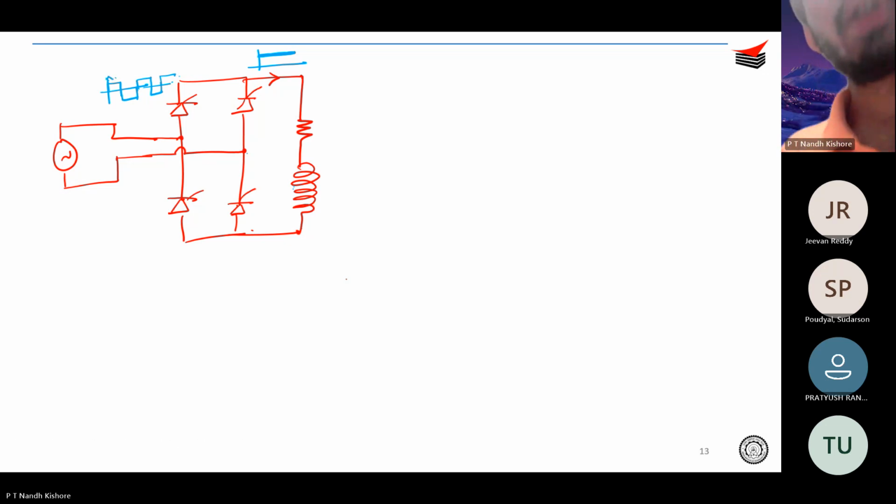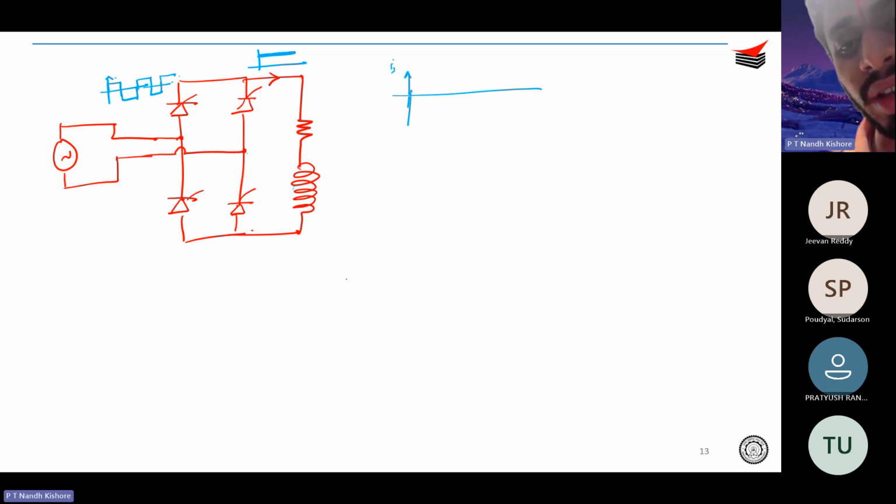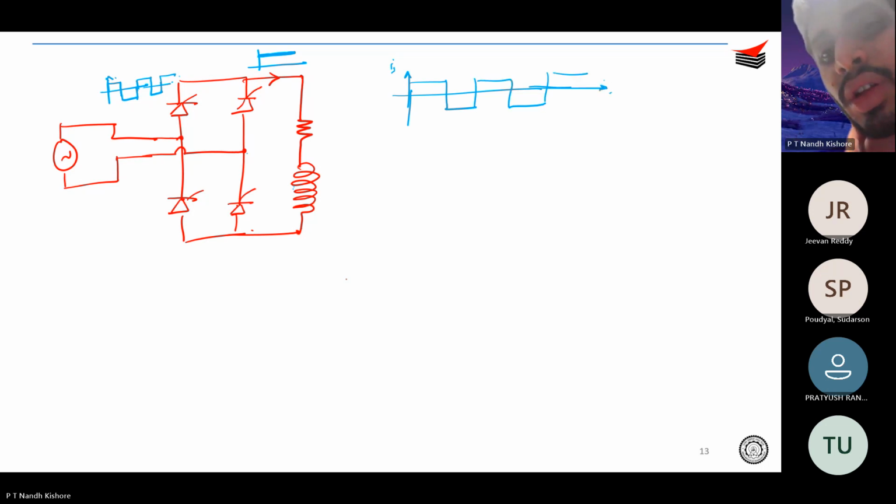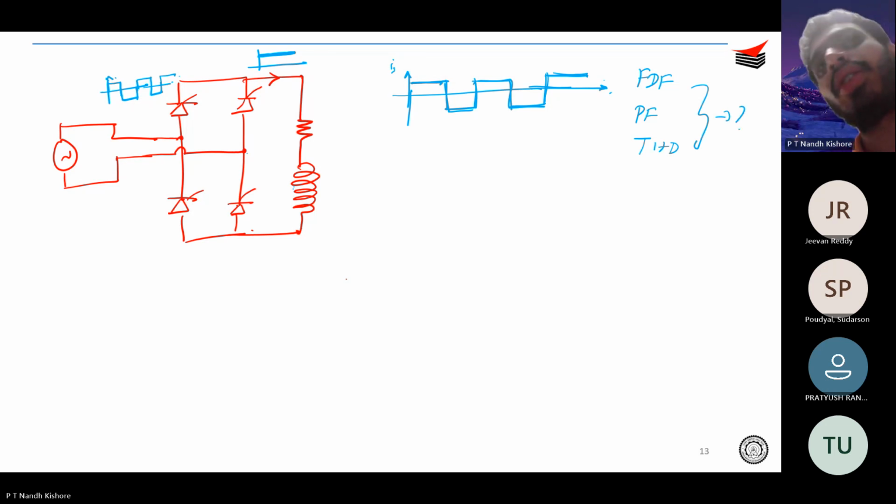Okay. So then what happens now that your input current is something like this? You understand that because this is a square wave, and a square wave typically consists of a lot of harmonics, you can very well find out what is your fundamental displacement factor, power factor, THD and so on. Okay. So go back to Fourier.